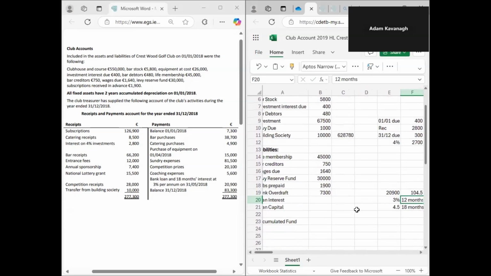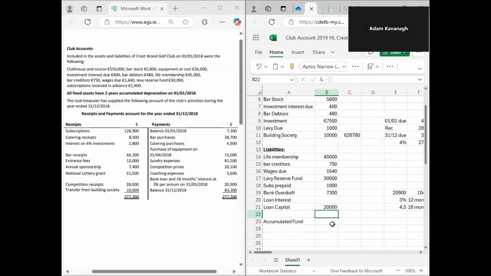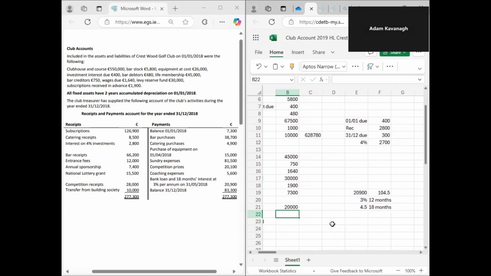To figure out what the loan capital amount is, you get 20,900 divided by 104.5 and then multiplied by 100%. That gives you 20,000. Now we need to figure out the interest amount. The interest was for 18 months. We repaid the loan to 31st of May 2018. So that means 5 months are for this year, which wasn't owed to the bank at the start of the year. If 5 months are for this year, the remainder, which is 13 months, must be from previous. So the interest amount is 900.